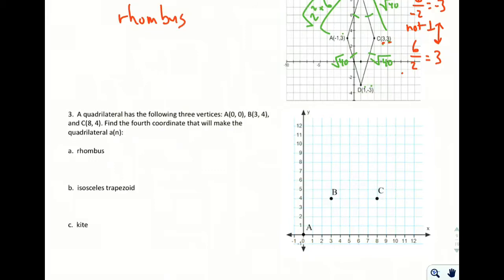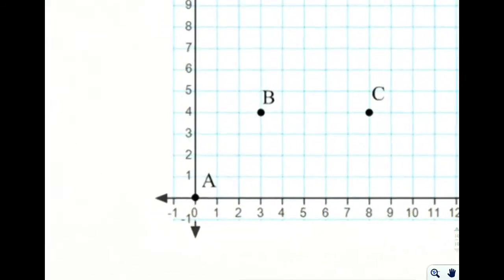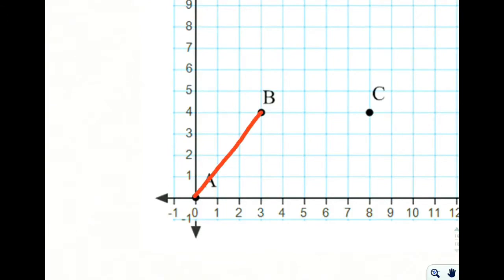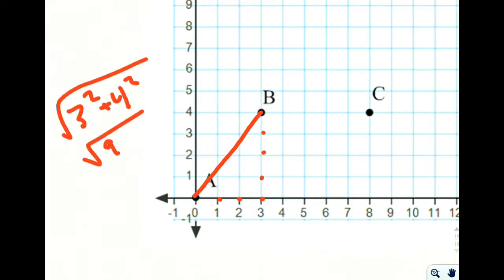Next one says a quadrilateral has 3 of the following vertices. Find the 4th one that will make it, first of all, a rhombus. A rhombus has equal side lengths. So this length here, if we go 1, 2, 3 over, and then 1, 2, 3, 4 up, and we do our distance here, 3 squared plus 4 squared, square rooted, is going to be the square root of 9 plus 16. Square root of 25 comes out to a nice clean 5. How about that?